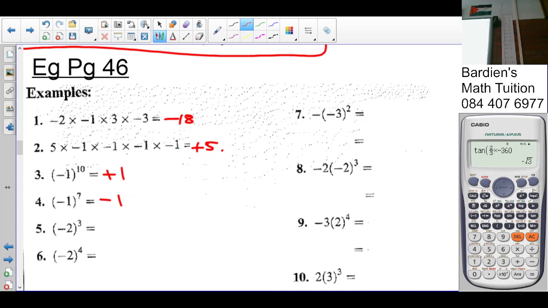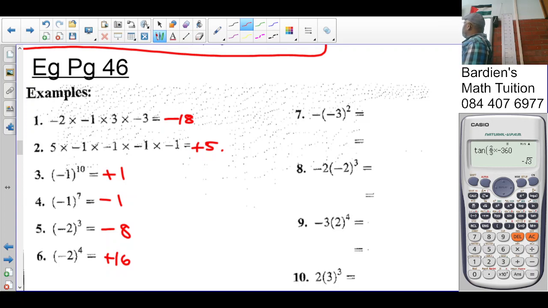Right, the next one, negative or positive? Negative. 2 cubed, 8. Negative 2 times negative 2 times negative 2. Negative 8. Right, next. Positive 16. That was negative 2 times negative 2 times negative 2 times negative 2. Next.